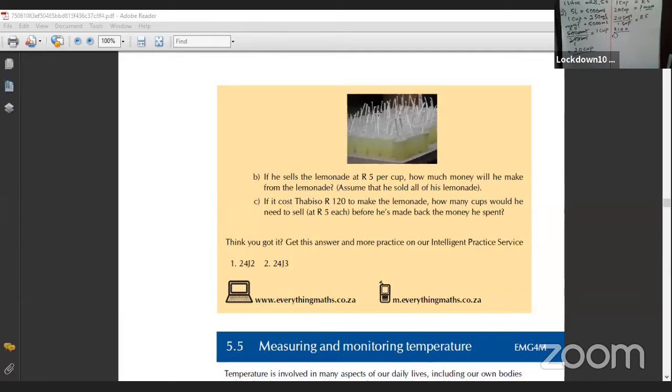If it costs Tabiso 120 to make the lemonade, how many cups would he need to sell at each 500 before he's made back the money he spent? It says, if it costs Tabiso 120 to make the lemonade, how many cups would he need to sell at each 500 before he made back the money he spent?